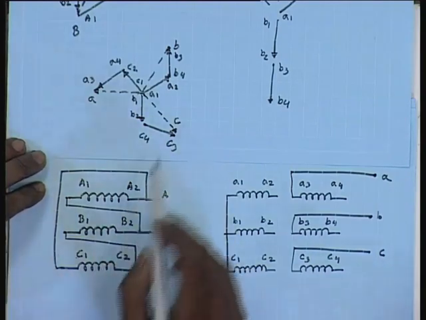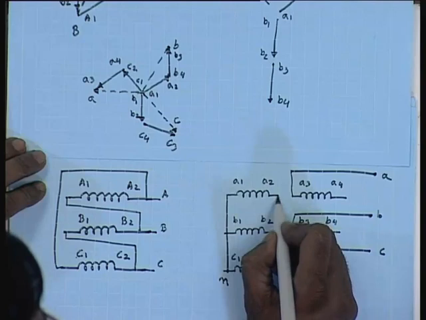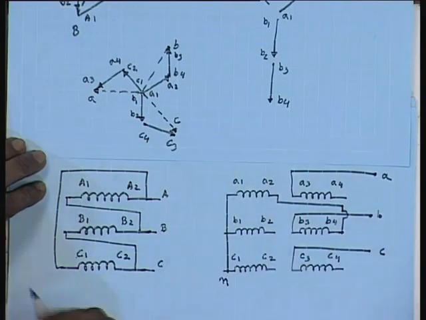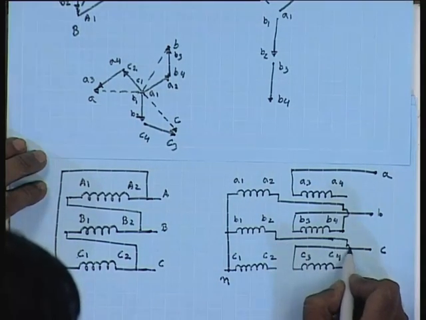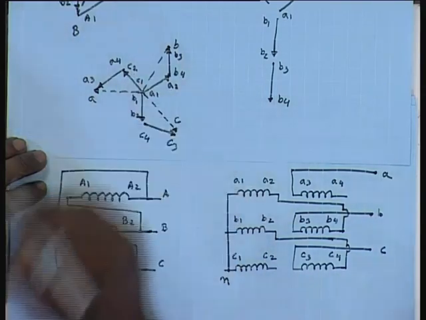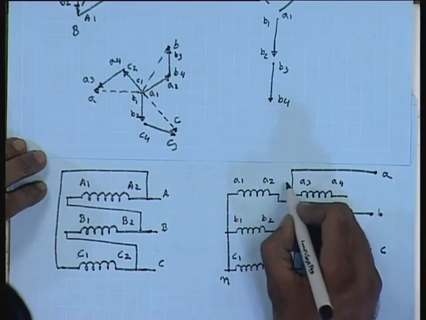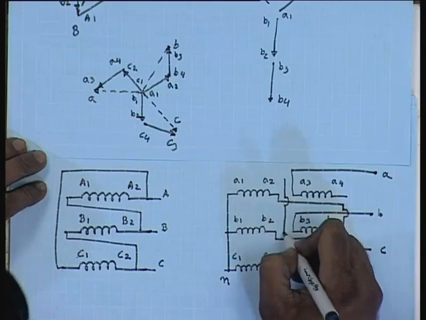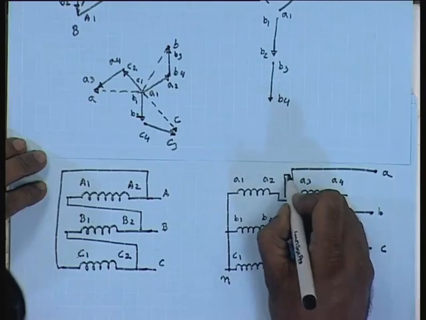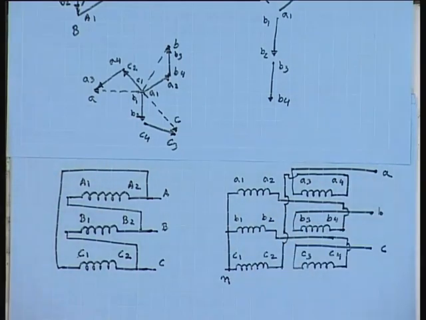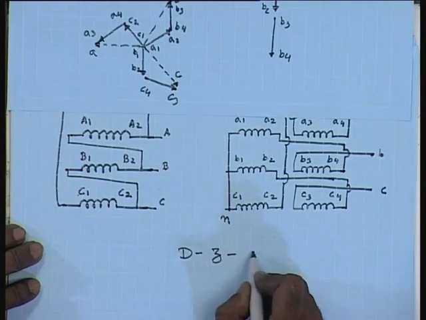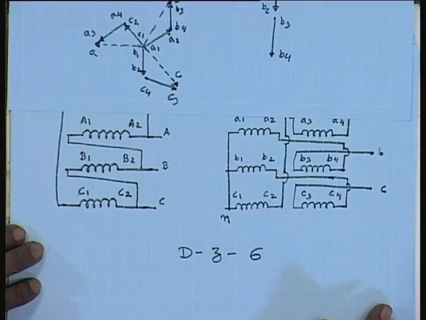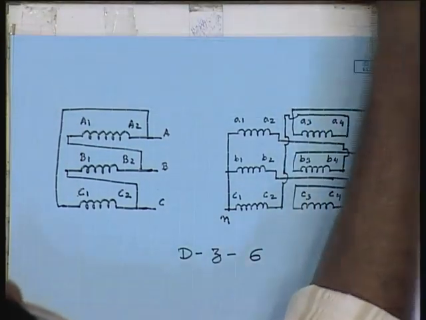Connection wise, A2 is connected to B4, B2 is connected to C4, and C2 is connected to A4. So, this completes the connection of DZ 6. In similar manner, remaining connections can be easily drawn.